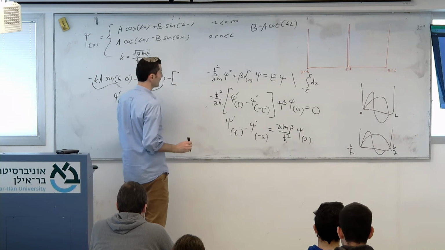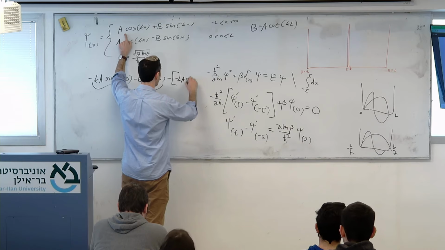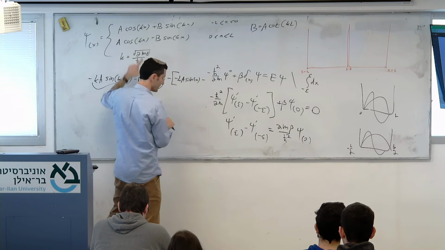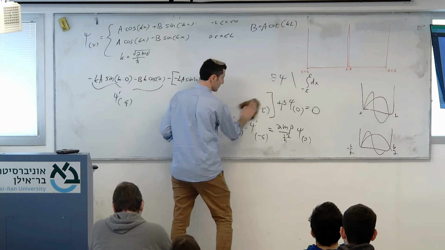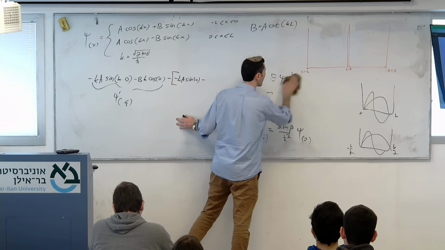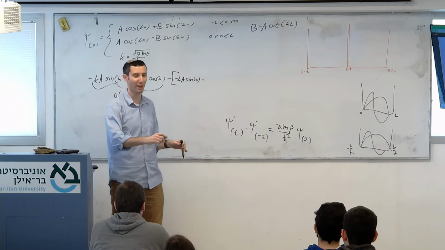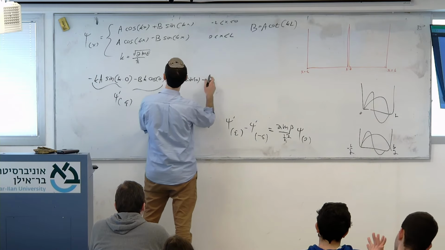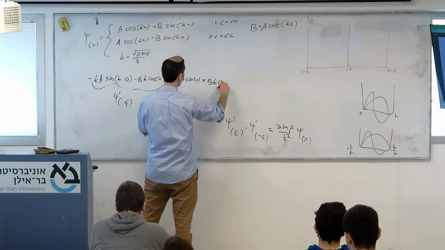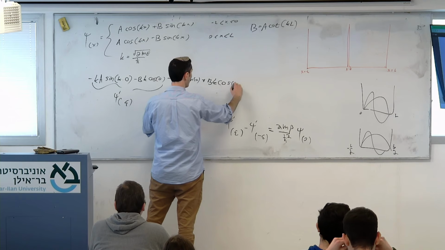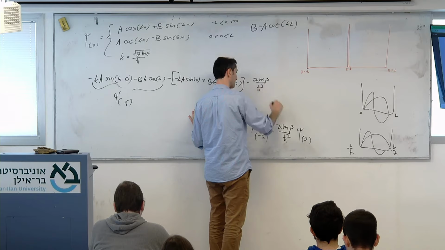Minus, I need to do the derivative of that. I get here minus k a sine of 0 minus... Plus, right? I put here big brackets. I hate minuses, so I try to do lots of brackets. Minus k a sine 0 plus b k cosine of 0. All this must equal m beta over h bar squared times psi of 0.